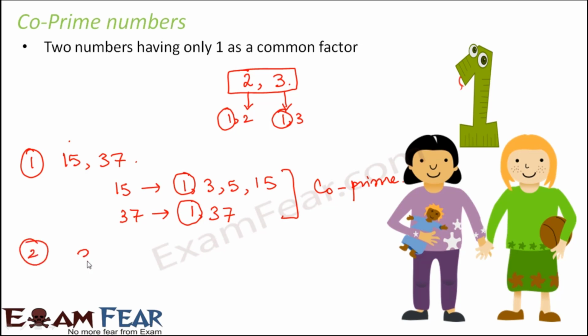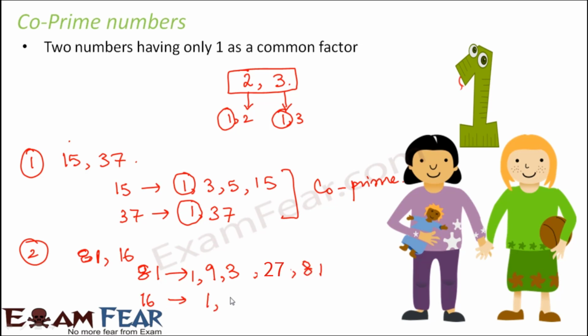Let us take another example, say 81 and 16. So 81 has a lot of factors like 1, 3, 9 and 81. What about 16? 16 also has many factors like 1, 2, 4, 8 and 16. Now let's compare. So which is a common factor? 1 is the only common factor. So here also these two numbers are coprime. But here also you see 81 is not prime. 16 is also not a prime number. But both of them together form a coprime pair.